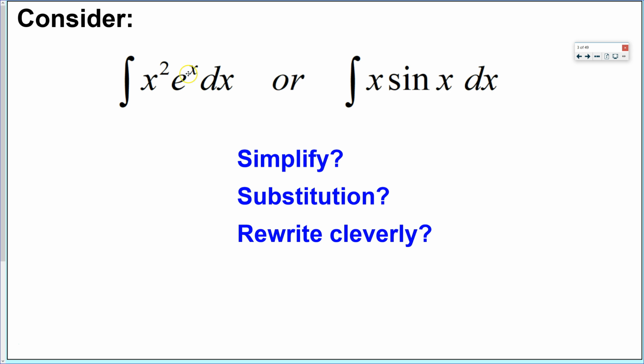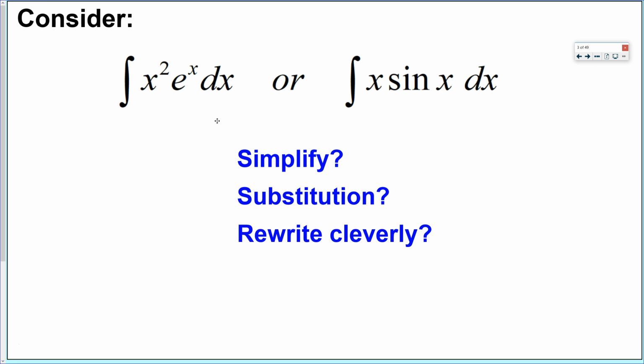Like, for instance, if this was an x to the third up here, we could use substitution, and it would kick out a 3x squared, and we could deal with it that way. But given that it is an x and not an x to the third, this creates a problem for us.